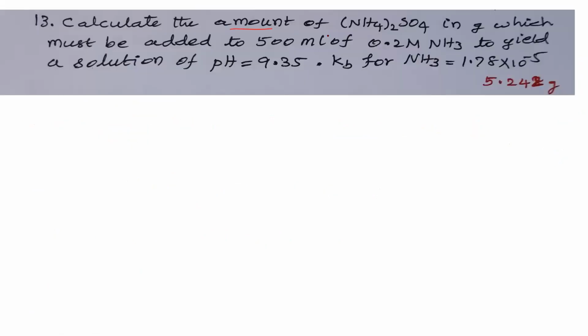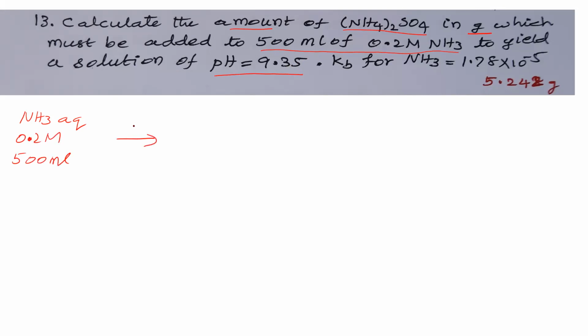Calculate the amount of ammonium sulfate in grams, which must be added to 500 ml of 0.2 molar ammonia to yield a solution of pH 9.35. Initially we are taking ammonia solution. What is the concentration? 0.2 molar. What is the volume? 500 ml we have taken.